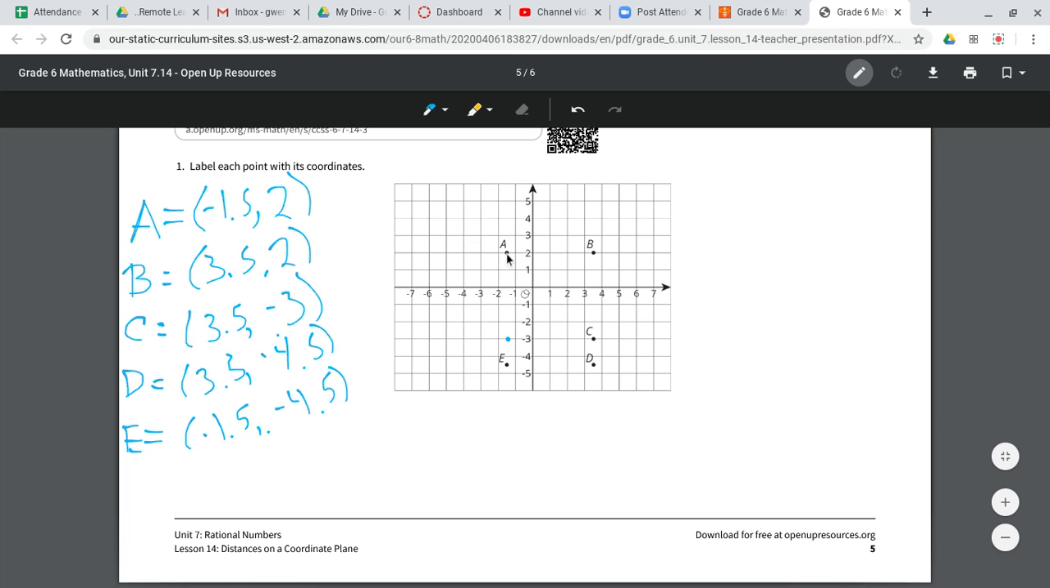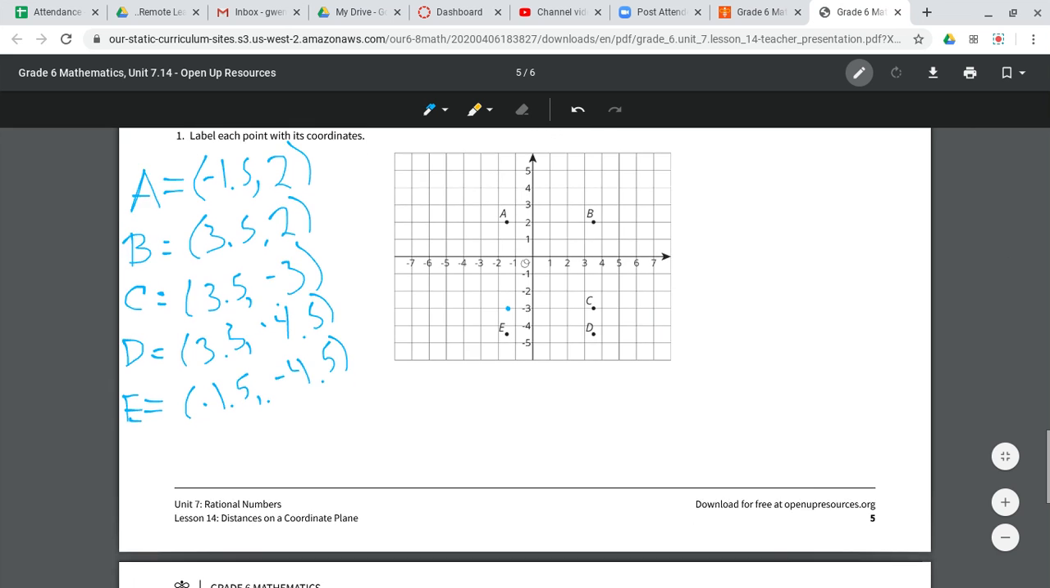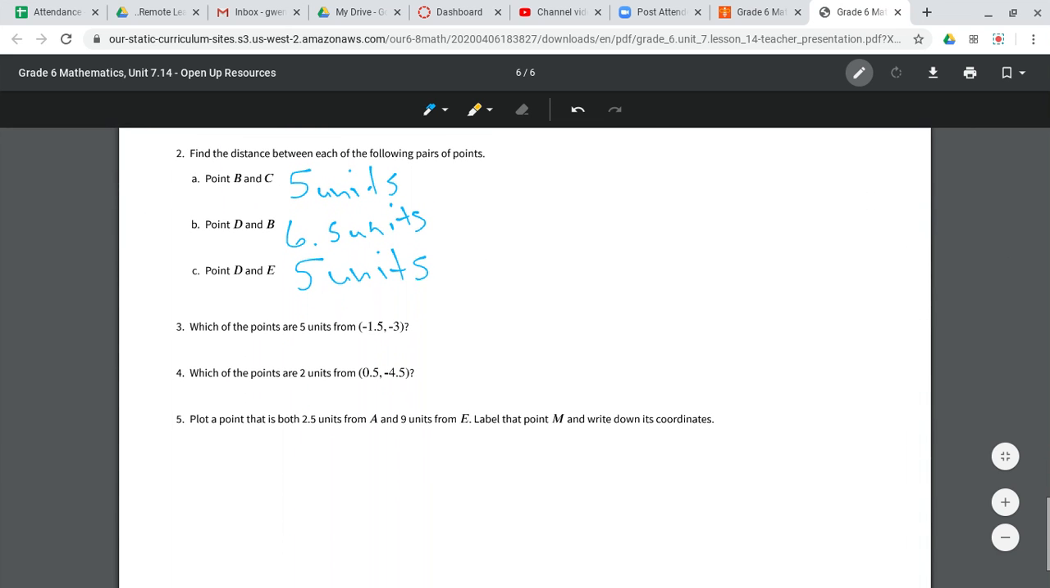So we have A is one of them. And if we go over looking at it, 1, 2, 3, 4, 5. So A and C are our 2 points that are 5 units from, whoops, that's supposed to be a C, are from the point negative 1.5, -3. All right, same idea for number 4.